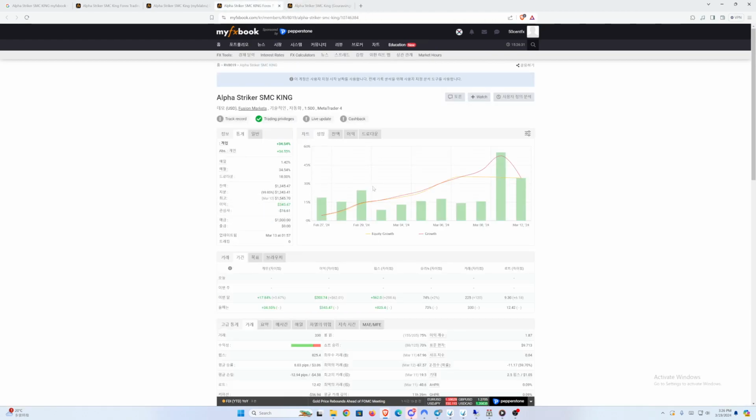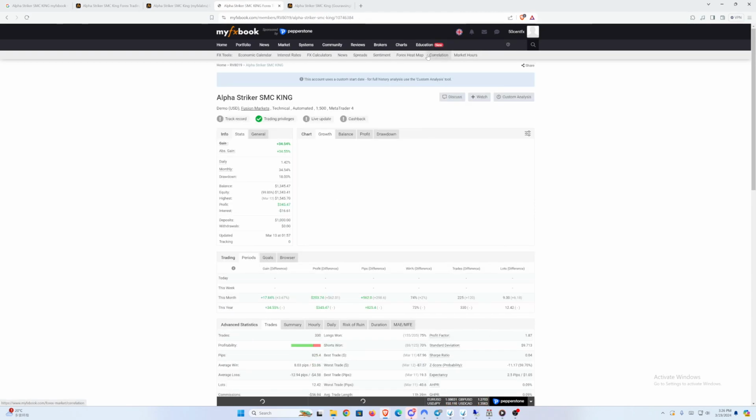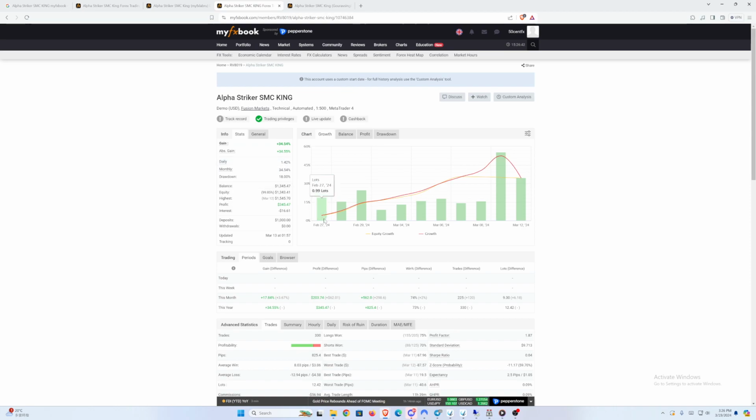Alright, we have some Asian people, some Korean people did analysis on it. We can change the language to English. So from February 27 to March 12, the growth was 34%. So in how many days? Half a month. Yeah, it has 18% drawdown and 30% gain.